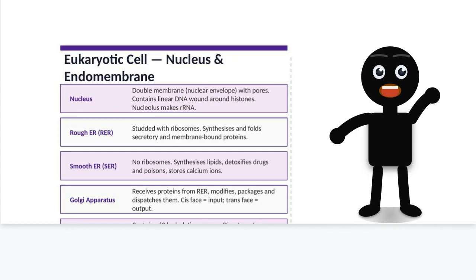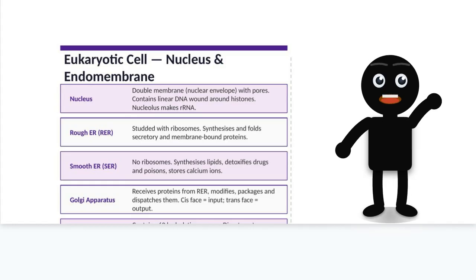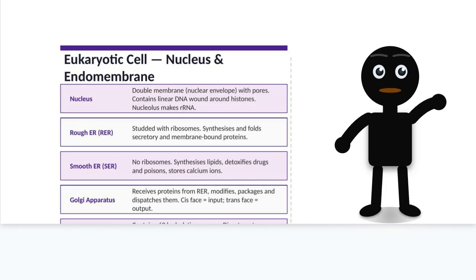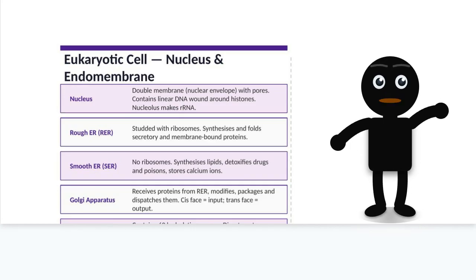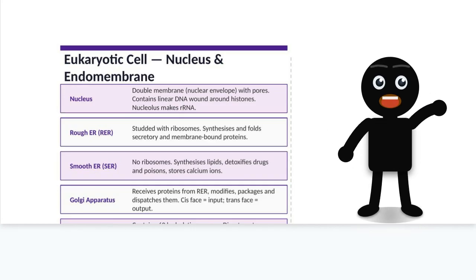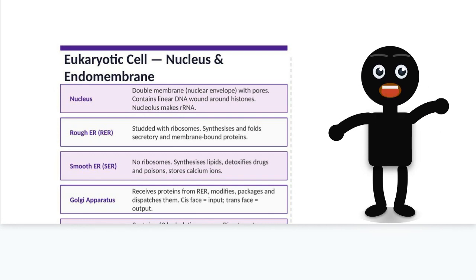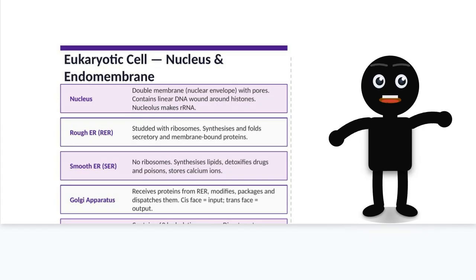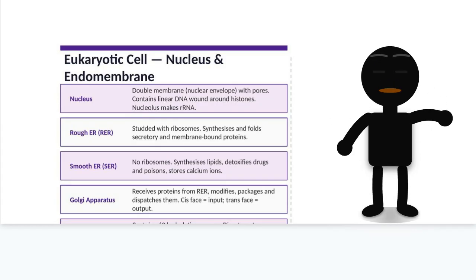It receives proteins from the rough ER, modifies them, for example by adding sugar chains, then packages them into vesicles and sends them to their destination, either within the cell or for secretion. Lysosomes are membrane-bound sacs full of digestive enzymes. They break down old organelles, cellular debris, and pathogens engulfed by the cell.